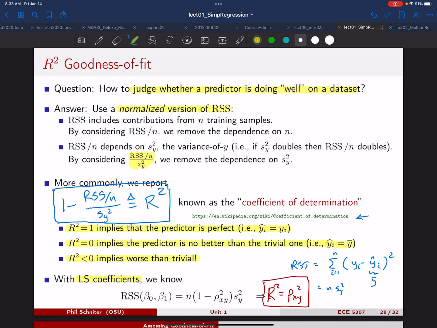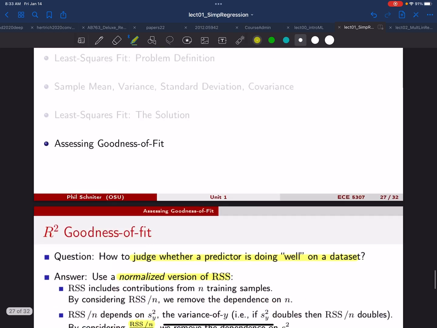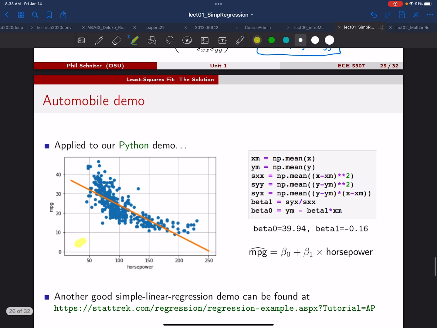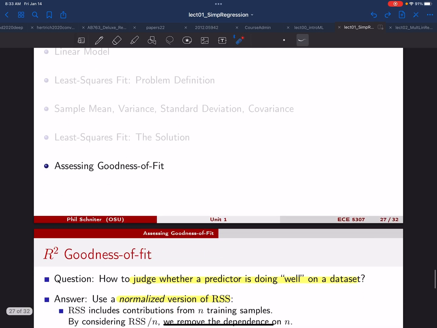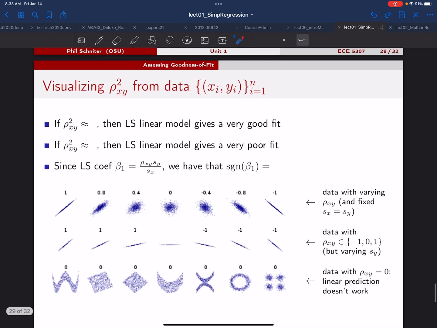But it is possible to design really bad coefficients, right? Like I can go here and I can design my beta this way to give that line, and then that's going to be probably a negative r squared. So certainly it is possible, but least squares would never do that. Okay, great. So finally, just to finish up, let's visualize a little bit more about this.